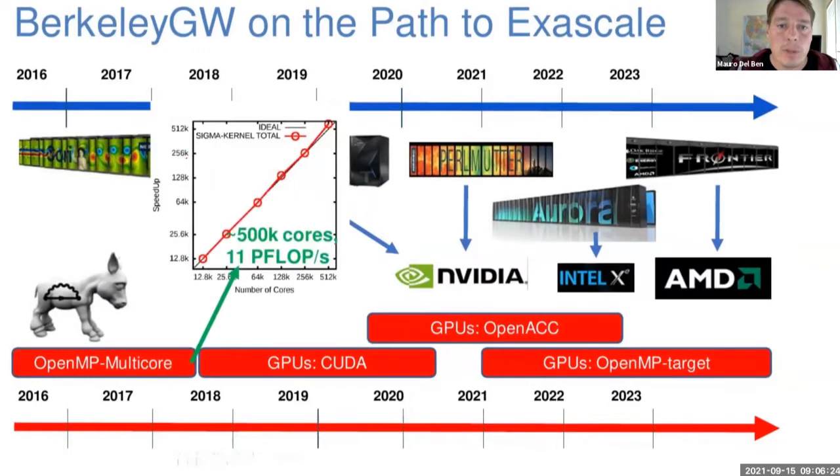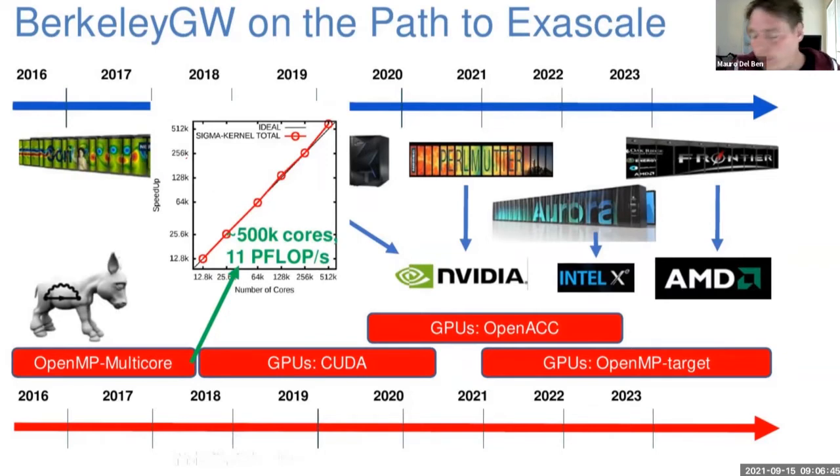And after optimizing our application, we have been able to scale to the entire system at NERSC at that time, which was Cori, the KNL partition. We scaled to more than 500,000 cores, and we achieved more than 50% of peak performance, which at that time was 11 petaflops.